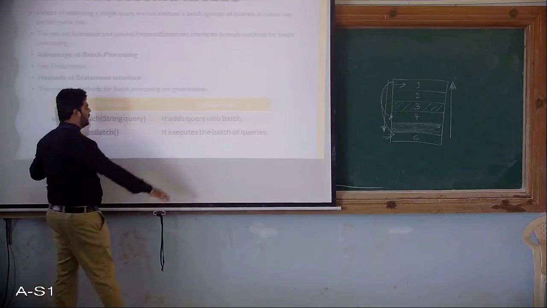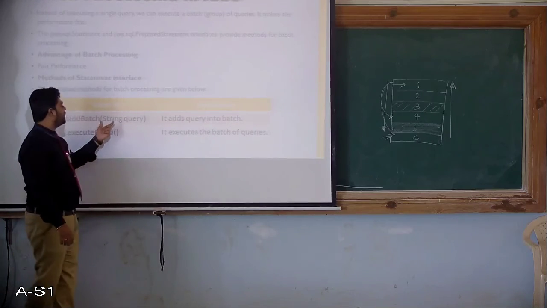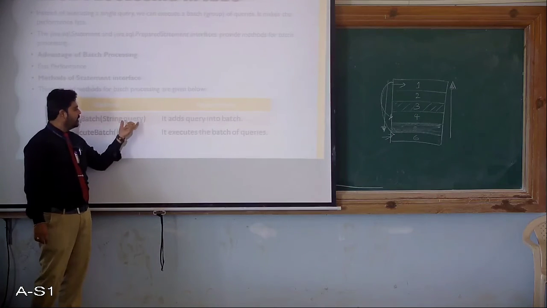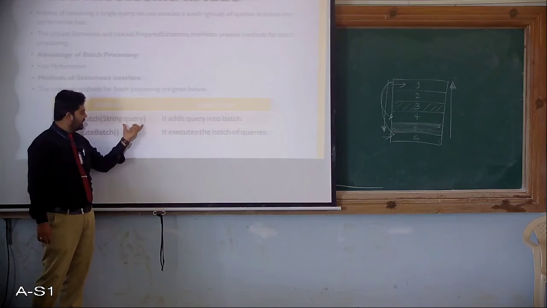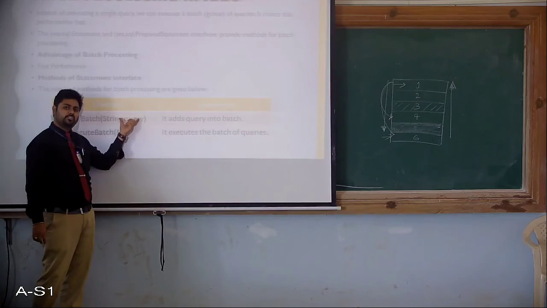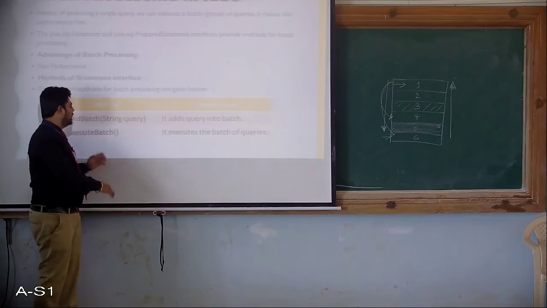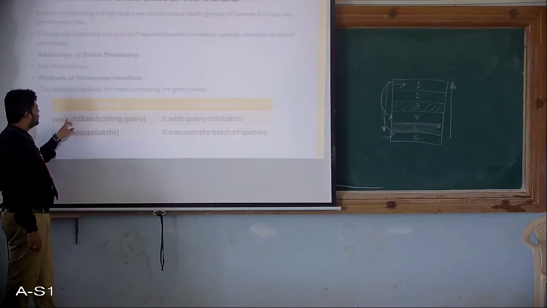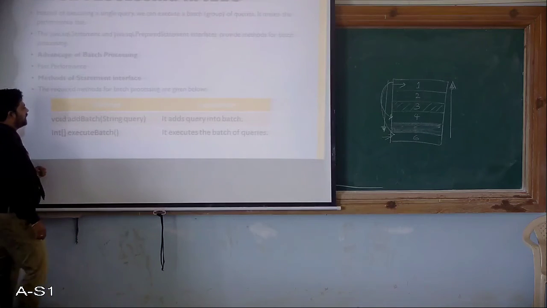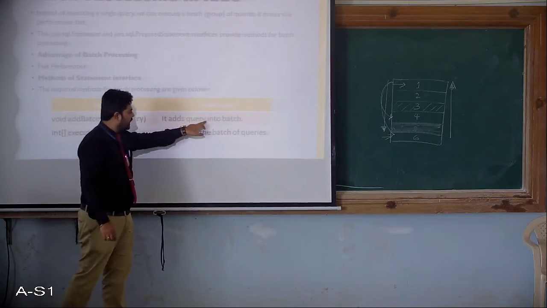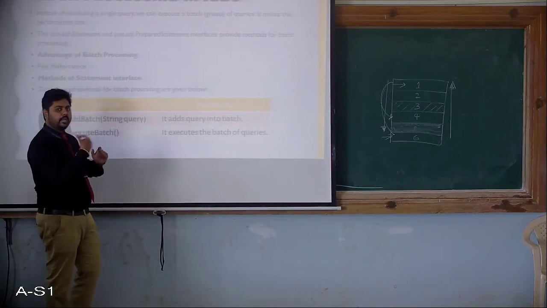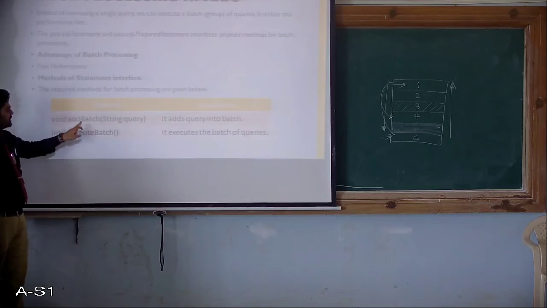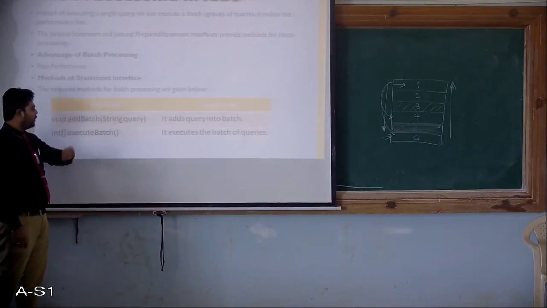It adds a query into the batch. Suppose this query is inserting values into the particular database, or updating values, or deleting some row, or doing some manipulation to that database. It accepts one query, which will be added to this particular batch using the addBatch method. The description is: it adds the query into the batch. That query gets added using this addBatch method, which expects a query in the form of a string.